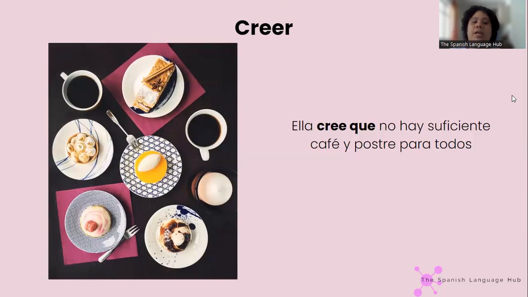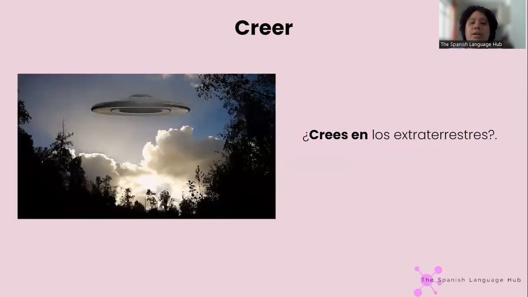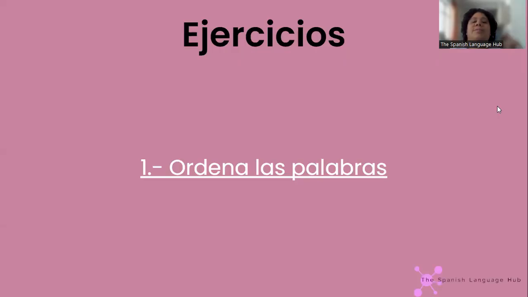Believe or think. Ella cree que no hay suficiente café y postre para todos. She thinks or she believes that there is not enough coffee and dessert for everybody. Ellos creen en la igualdad de género. They believe in gender equality. ¿Crees en los extraterrestres? Do you believe in aliens? Another short one. You know the drill.